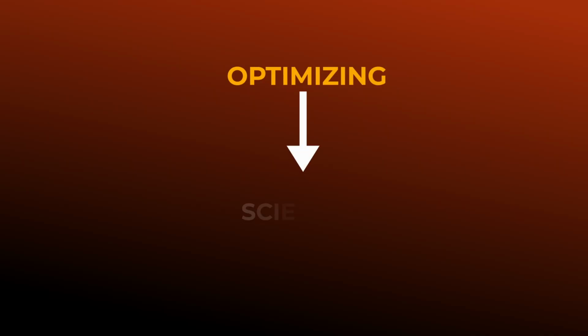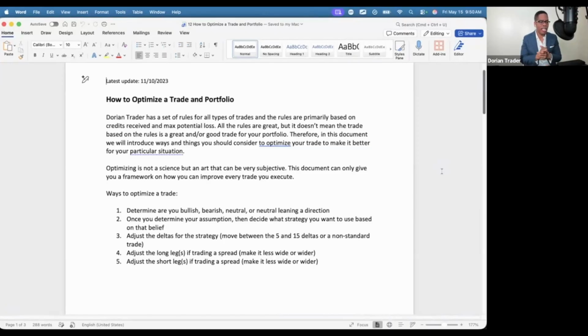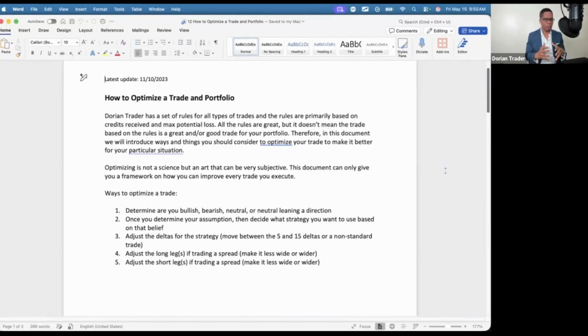Optimizing is not a science, but an art that can be very subjective. This document can only give you a framework on how you can improve every trade you execute. So these are ways you can optimize a trade.